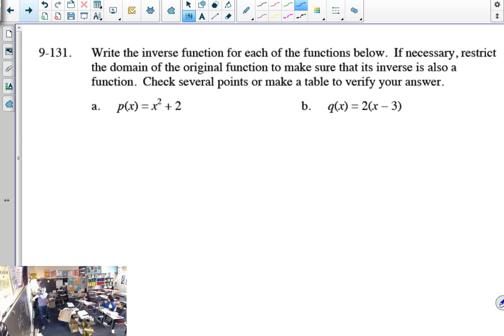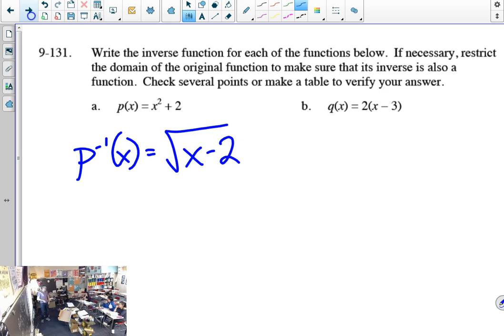Real quick, inverse of p of x. The square root of the quantity of x minus 2. You have to have it subtract before it's square rooted. Would you distribute first? Good. I'm just doing that to help me. So it's the quantity of x plus 6 over 2.